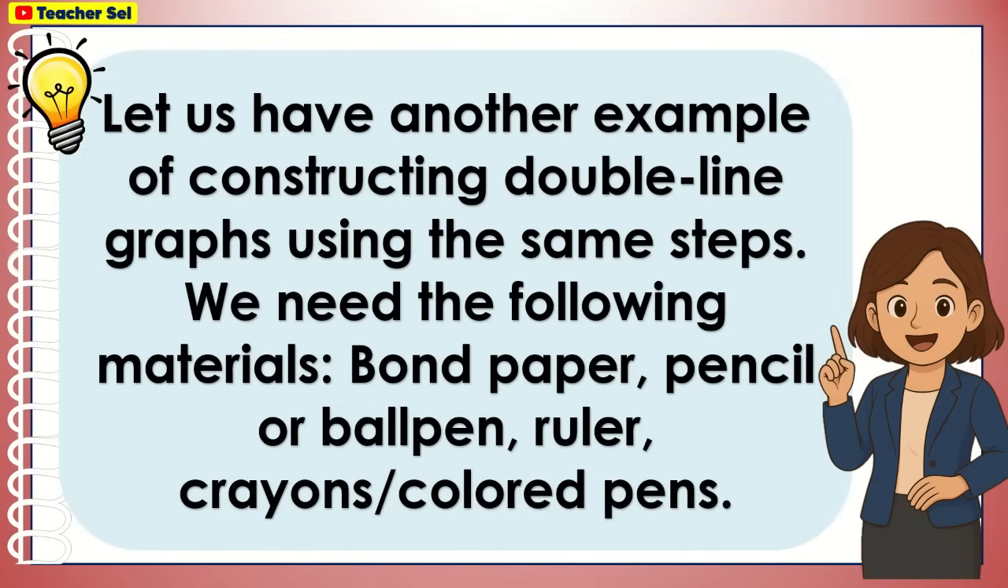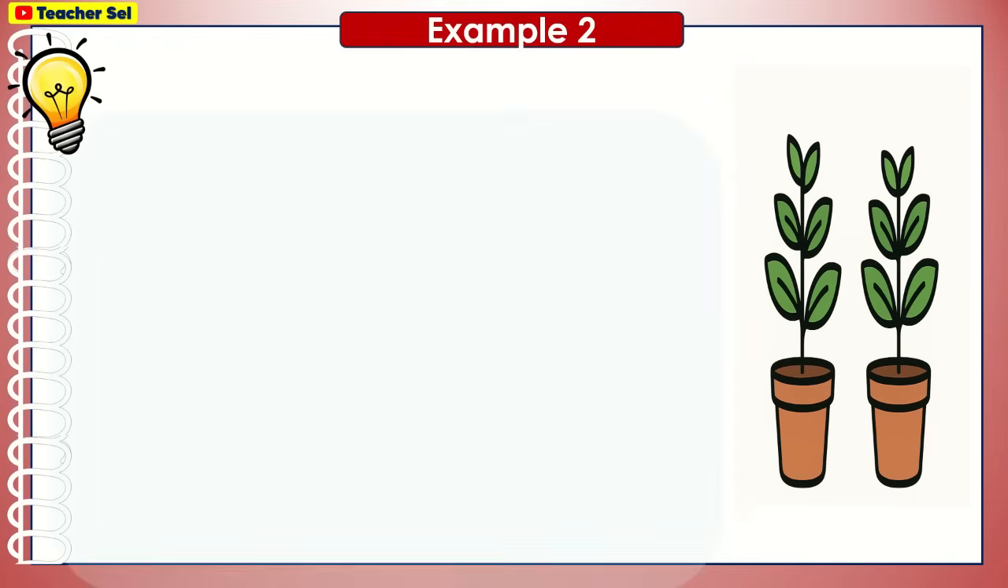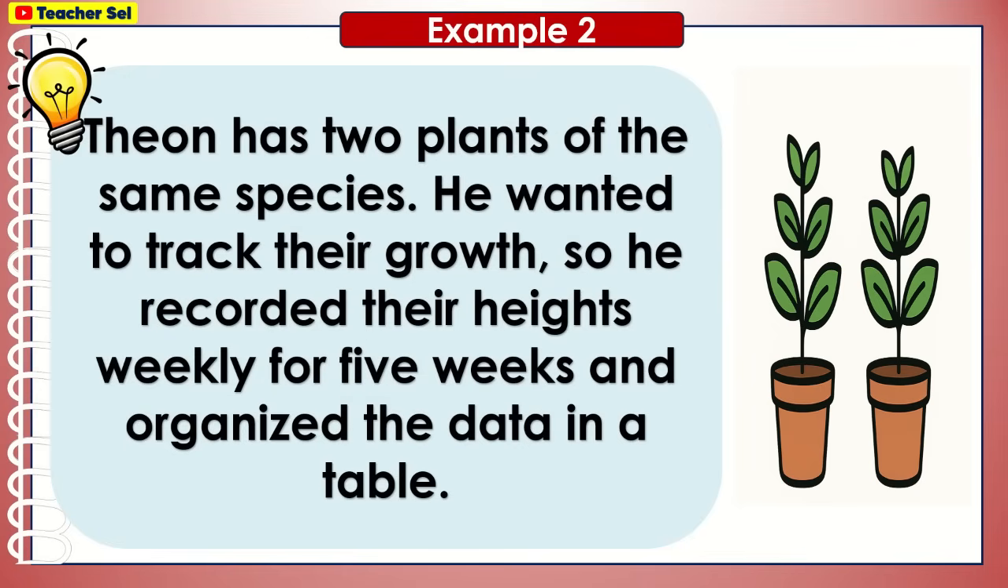Let us have another example of constructing double-line graphs using the same steps. We need the following materials: bond paper, pencil or ballpen, ruler, crayons or colored pens. Theon has two plants of the same species. He wanted to track their growth, so he recorded their heights weekly for 5 weeks and organized the data in a table.